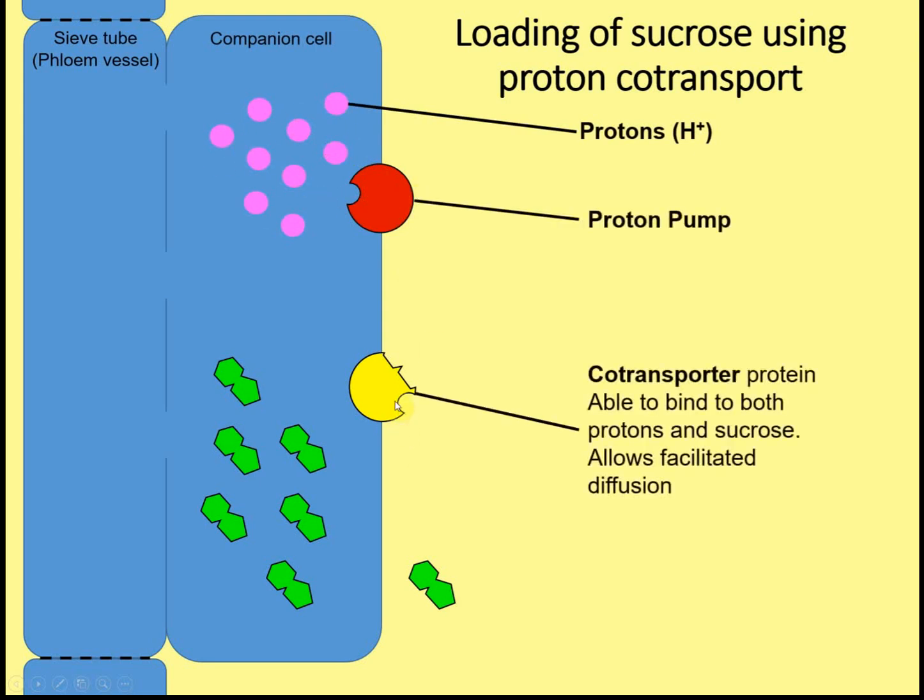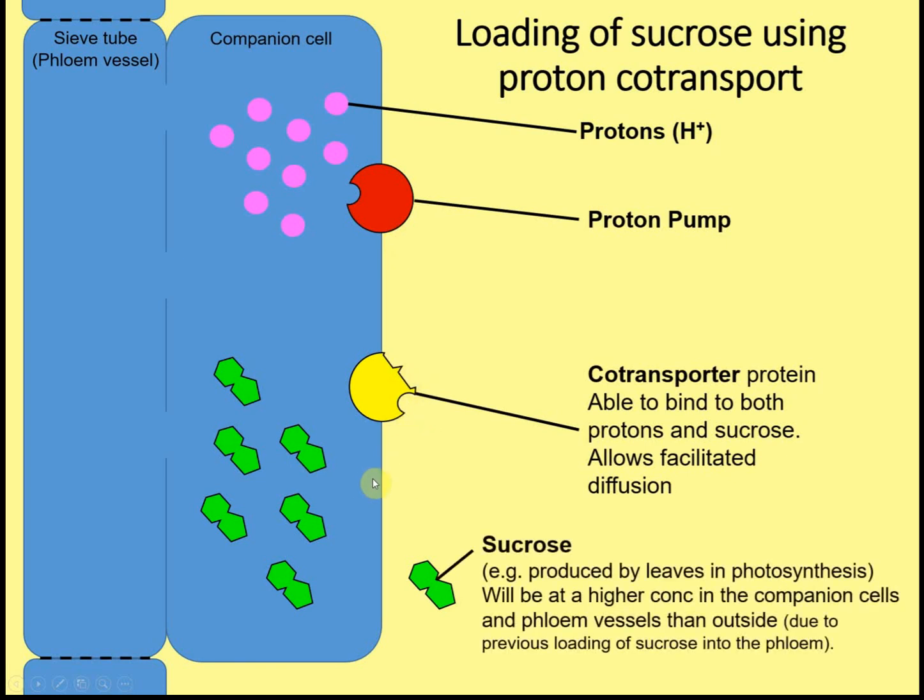We've got a co-transporter protein that combines both sucrose and two protons. We've got sucrose outside in the apoplast, or also in the cells of the source, and inside the companion cells we've got a higher concentration of sucrose because of previous loading of sucrose. Remember, this is a continuous process, so we have to assume there's already a higher concentration of sucrose inside the companion cells than outside, which means that sucrose is not going to be able to enter by just simple diffusion. It's got to be coupled to some sort of active transport.